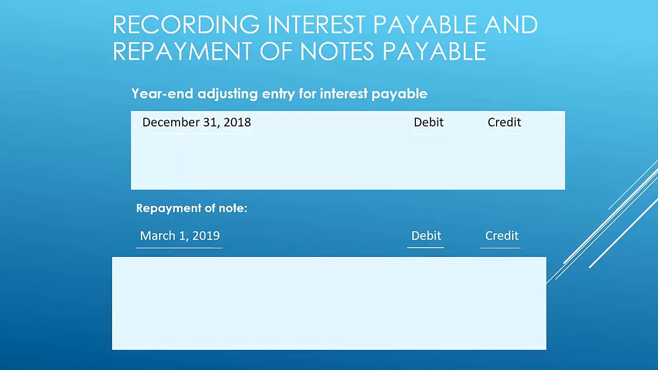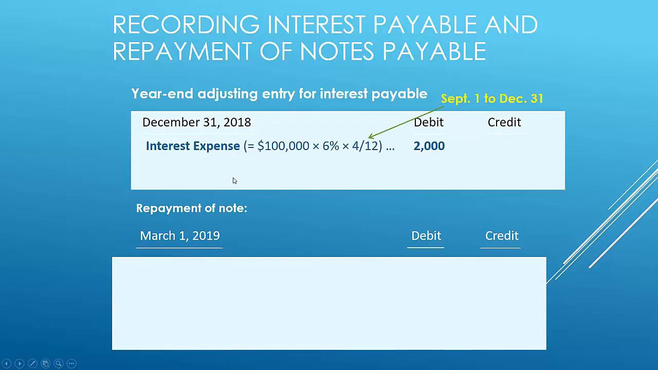So on December 31st, Southwest Airlines knows that they've incurred some interest, even if they're not paying Bank of America for that interest at the moment, but they have accrued some interest expense. So how do we know how much interest expense? Well, we take the amount that we borrowed, the $100,000, times the annual interest rate of 6%, and then we multiply it times 4/12 of the year. Why 4/12? Well, they took it out on September 1st, so that's September, October, November, and December. That's 4 out of the 12 months of a year. So you take that 100,000 times 6% times 4/12, you come up with $2,000 of interest expense.